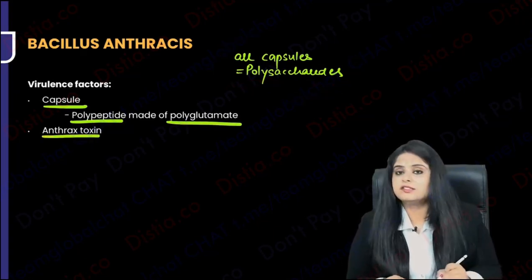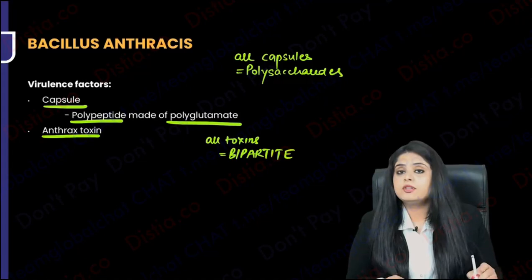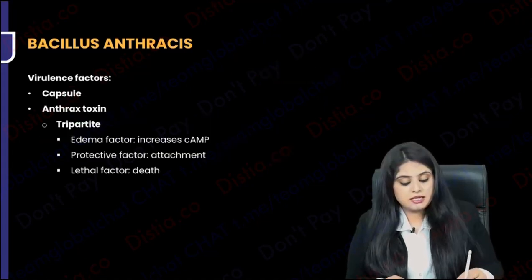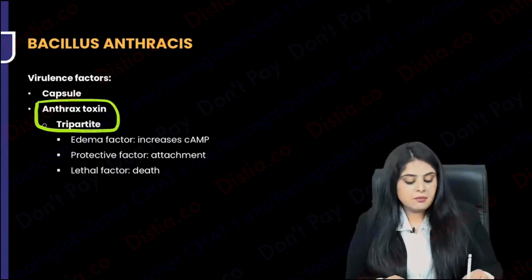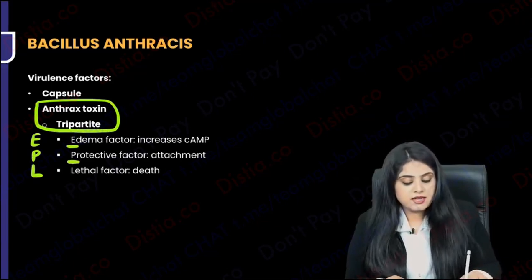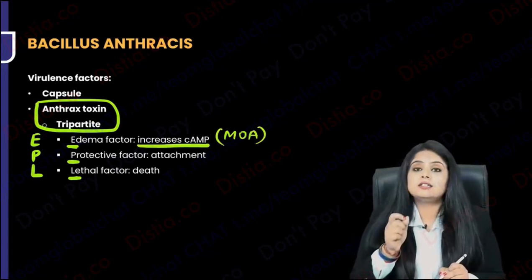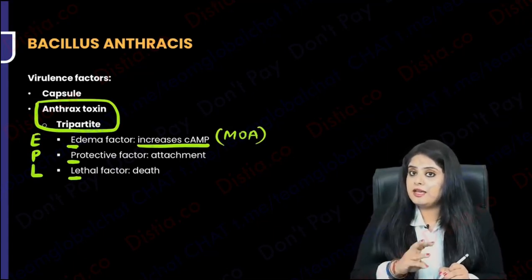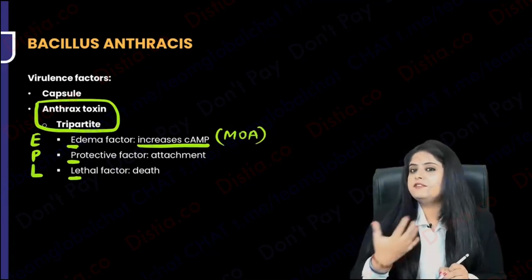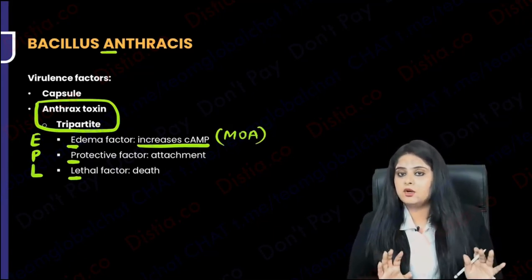What is different about the toxins? Till now, I have taught you that all toxins tend to have two parts, they are bipartite. But now I'm going to tell you that the anthrax toxin is tripartite. This is the only toxin which has three parts, and that is English Premier League. What is English Premier League? Edema factor, protective factor, lethal factor. Edema factor, the mechanism of action is that it increases cyclic AMP. There are a lot of bacteria which increase cyclic AMP, and some increase cyclic GMP. After a while, when we've done more bacteria, I'll give you a list. For now, learn that Bacillus anthracis increases cyclic AMP and causes edema.